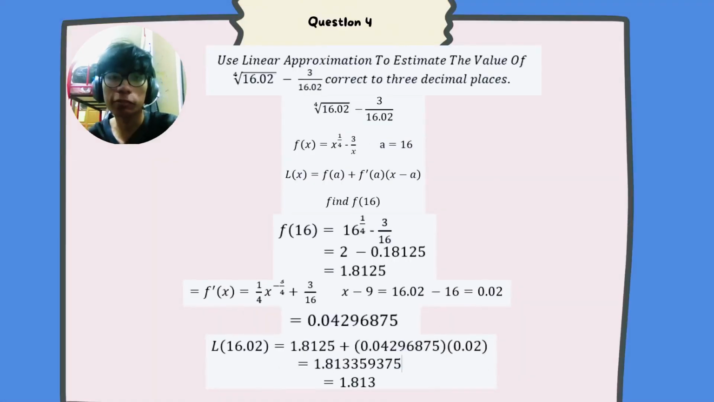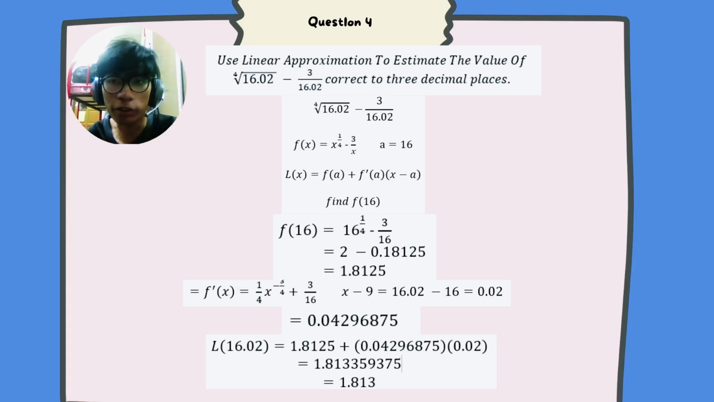Now I will be answering question 4. This is how to use linear approximation to estimate the value of the fourth root of 16.02 minus 3 over 16.02. First, we need to know what a linear approximation is. It's a calculus method that uses the tangent line of a function to estimate a nearby value. Since 16.02 is very close to 16, we can use the number 16 instead to make it simpler.